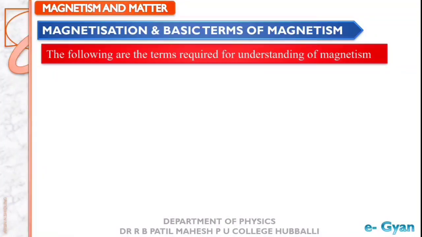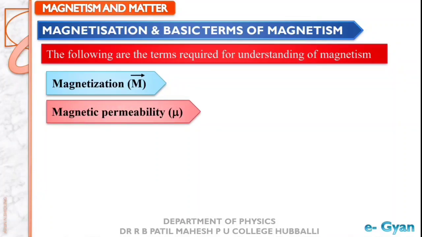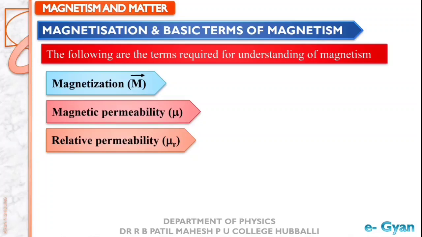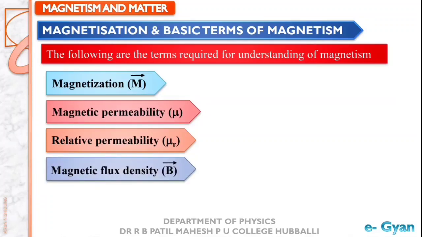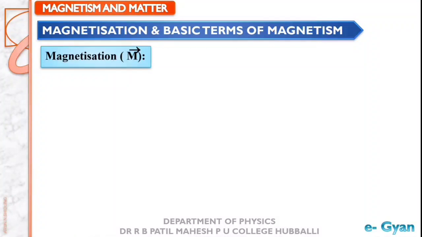To understand magnetism, we should learn a few basic terminologies in this video lecture. Those basic terminologies start from magnetization, followed by magnetic permeability, then relative permeability, magnetic flux density, and lastly magnetic intensity. Let us begin with magnetization.